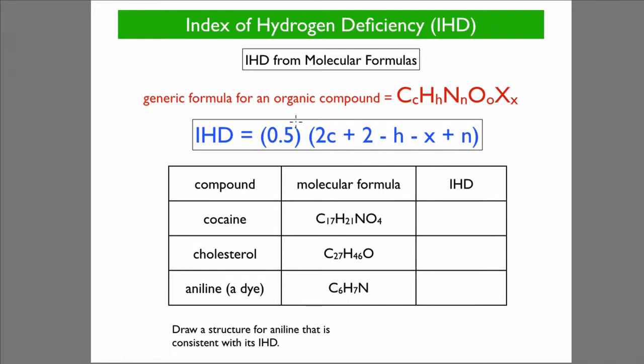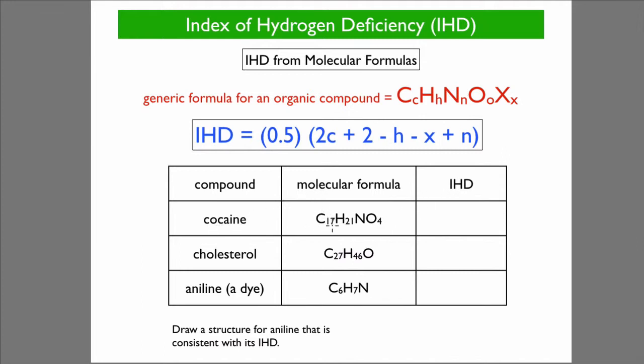And this is the formula we would use. IHD equals 0.5 multiplied by 2C, the number of carbons, plus 2, minus the number of hydrogens, minus the number of halides, plus the number of nitrogens. So let's have a go at that for cocaine.